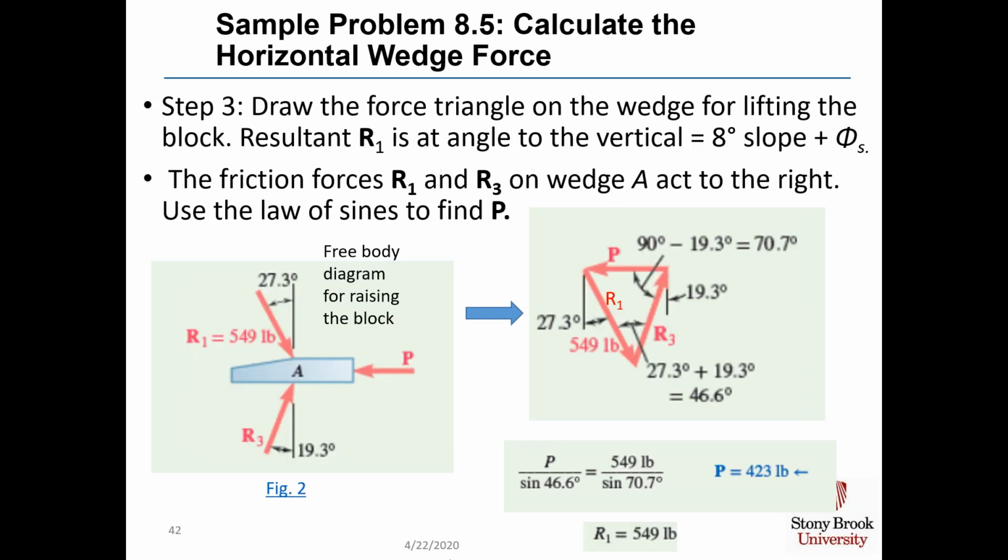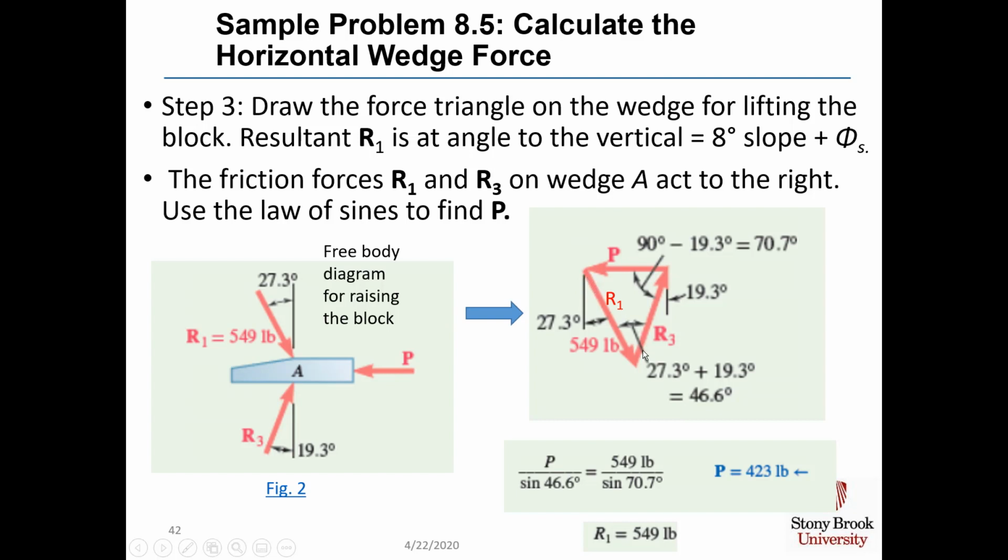Now we can draw the force triangle on the wedge for lifting the block. Resultant R1 is at an angle to the vertical equal to 8 degrees for the slope plus phi sub s. There's your 27.3 degrees. R3 is the resultant of the ground on wedge A, which is drawn at a 19.3 degree angle to account just for the friction angle. And both R1 and R3 act to the right. Now we can draw our force triangle.